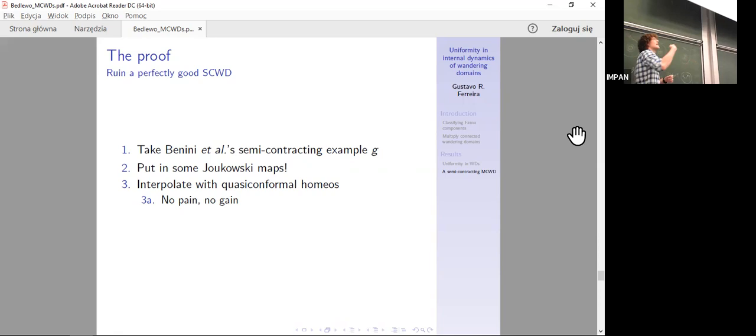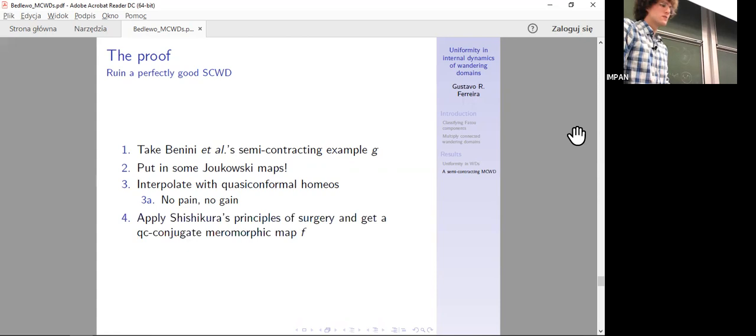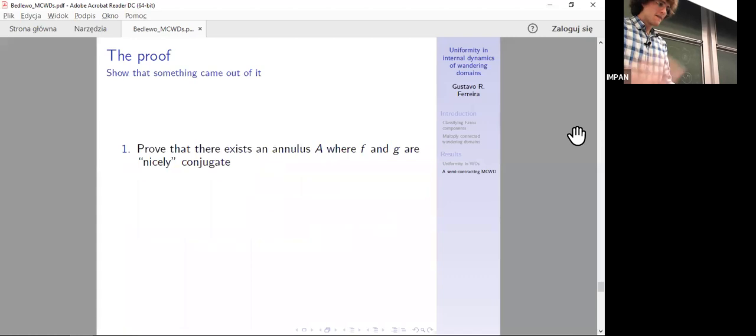So the dilatation is going to one as we walk along the orbit at a sufficiently fast rate that we can apply Shishikura's principles of surgery and show that this function here, which is going to be quasi-regular, is actually uniformly quasi-regular and therefore quasi-conformally conjugate to some meromorphic function f, right? And now what's left is to show that this new function f has the things that we're looking for, right?